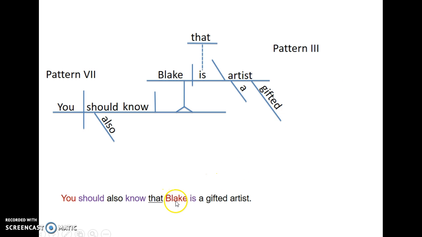We have our subject, Blake. The verb is, and artist is our noun, the subjective complement. So with subject, be verb, noun, we have a pattern 3. And then we have our two modifiers. That is an expletive. It doesn't really have a meaning in the sentence. It doesn't serve a function except to connect. It's the connective tissue. So because it's not functioning as anything except just connecting, we put it above the verb, that dotted line on the little ledge here. So it's in the sentence, but it's not really contributing to the meaning is what that means. So we have a pattern 7 for our main sentence and a pattern 3 for our noun clause.